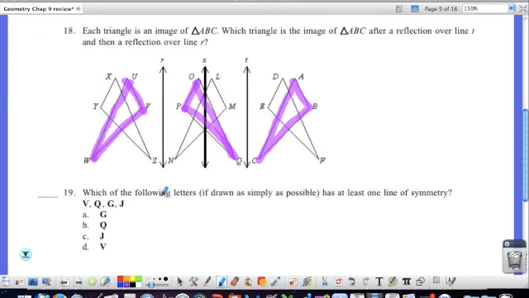Which of the following letters, if drawn simply, have at least one line of symmetry? It's V. Has a line of symmetry right through the middle.